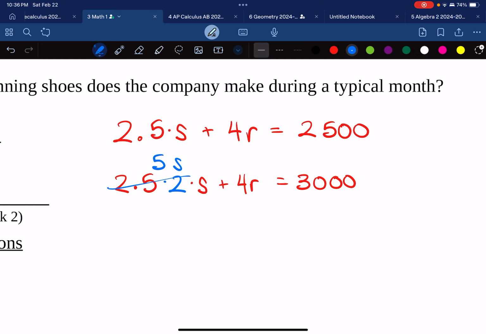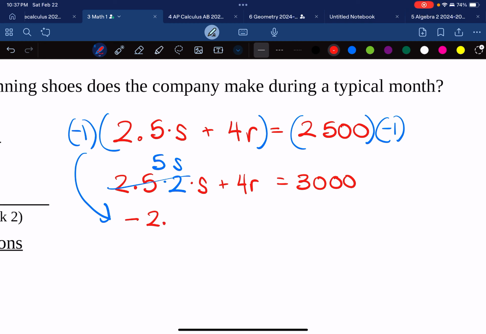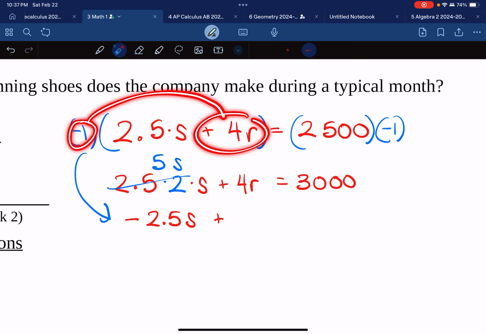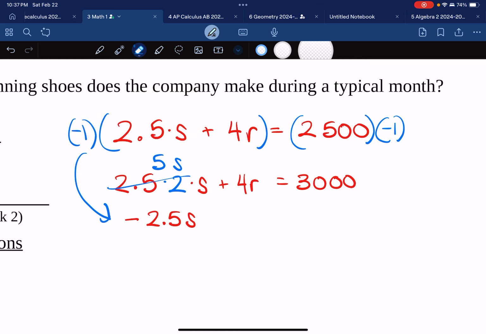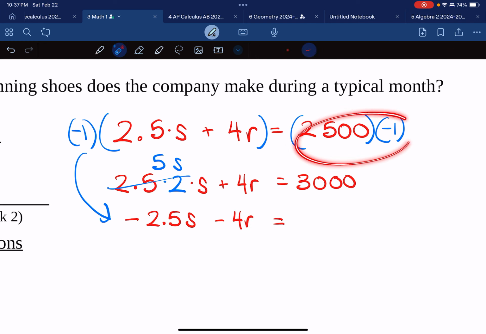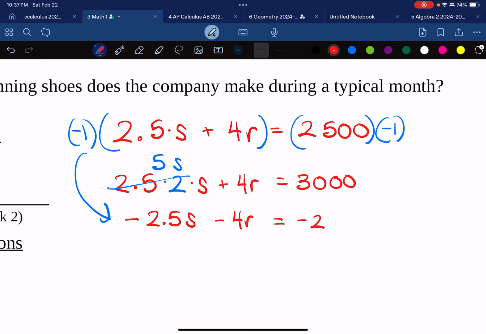So let me just put, I'm just feeling like the top one. I don't know. It doesn't really matter, right? I'm going to say the top one. Let's multiply this entire thing by -1, and that's going to give me my new equation down here, which is going to be -2.5 with my curvaceous s plus, oh no, it's not plus, is it? Because -1 is being multiplied by a +4r, making this a -4r. So I have a -4r. That's going to be equal to my -2,500.